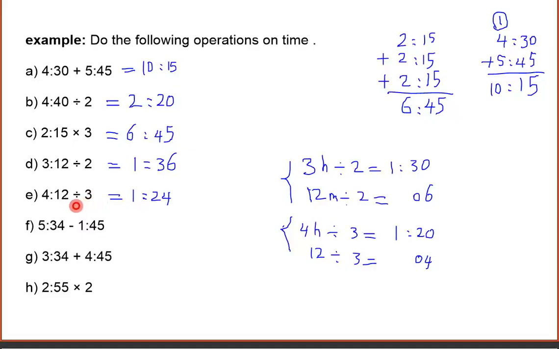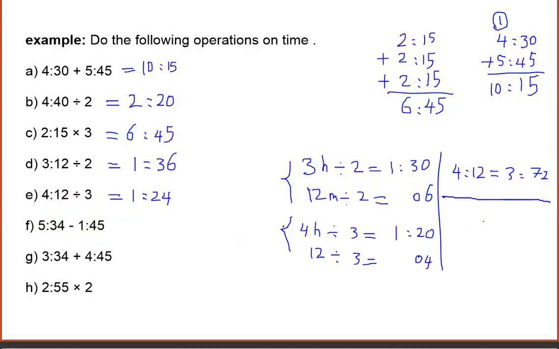Another way to do this is to give 1 hour, because 4 is not divisible by 3, so I give the 1 hour to the minutes. So I can rewrite 4 hours and 12 minutes as 3 hours and 72 minutes. This way, 3 hours is divisible by 3 and 72 minutes is divisible by 3, so this is another way to do this division. We have another subtraction here.